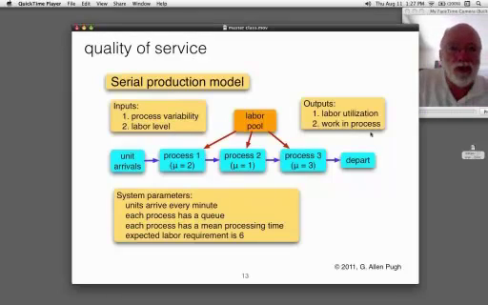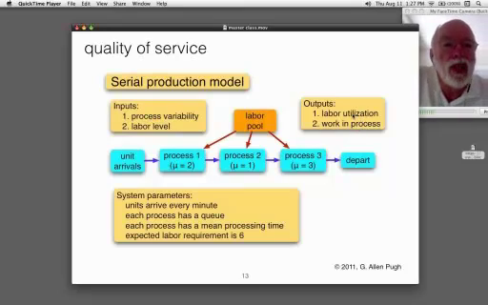The outputs from this model, and there are many more I could consider, but I'm just going to consider how busy I've kept my labor and how much work is in process. And you can see these aren't necessarily related, or they're related, but in an inverse way. I can keep my labor very busy, but I may end up with huge work in process, large buffers for each one of these. So my labor pool can be assigned to any one of my three processes. Unit arrives, the unit may be an order, it may be an actual physical unit to do something with, and then it has to go through all three of these processes in serial fashion.